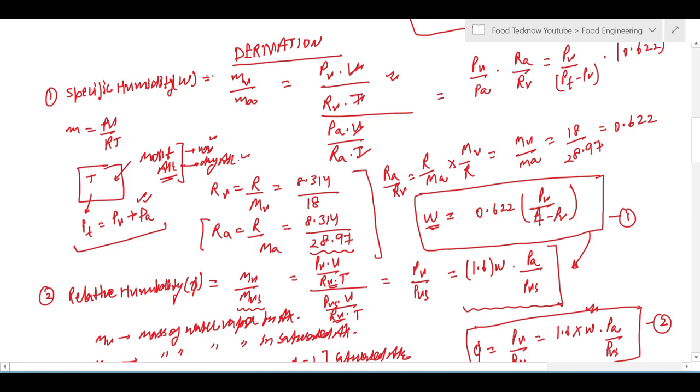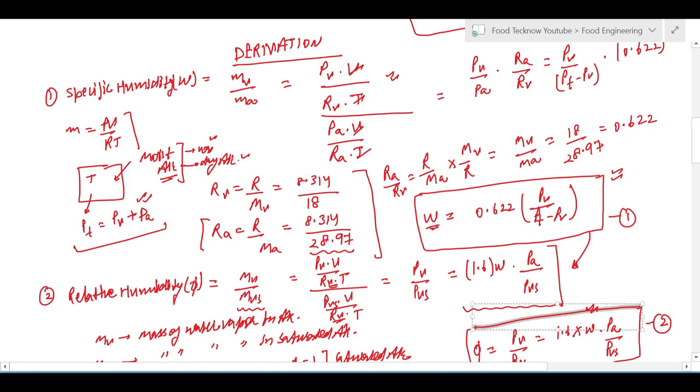For the specific humidity, mv by ma, that is the mass of water vapor divided by mass of air, and using the ideal gas formula for the air, we substituted into the given formula. The total pressure is equal to PV plus PA, and the universal gas constant we talked about. When all of these are substituted, we finally came up with our formula for the specific humidity.